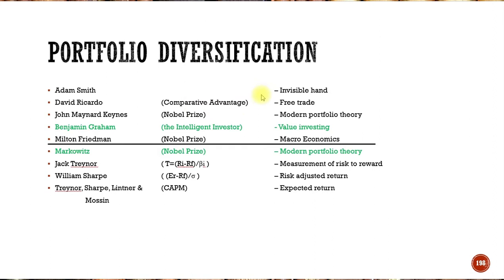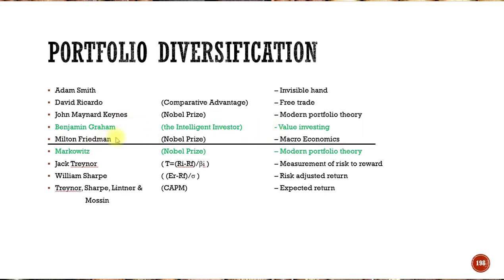Naturally, John Maynard Keynes, who won a bunch of Nobel prizes, well, he really just won one for modern portfolio theory. He could have probably won one for many other things that he did. He really influenced how governments are run in the Western world. Benjamin Graham learned everything from the professors before him and then wrote The Intelligent Investor.